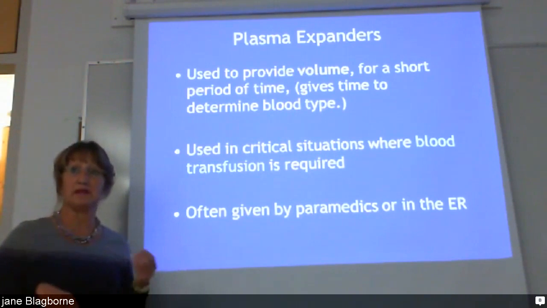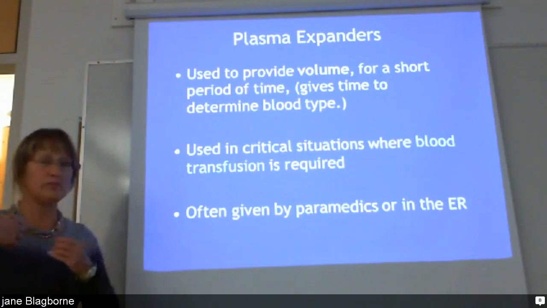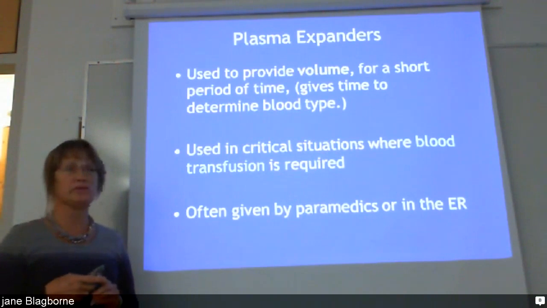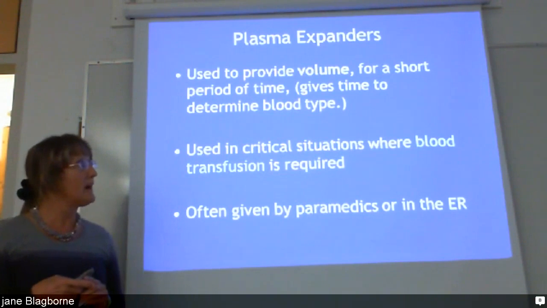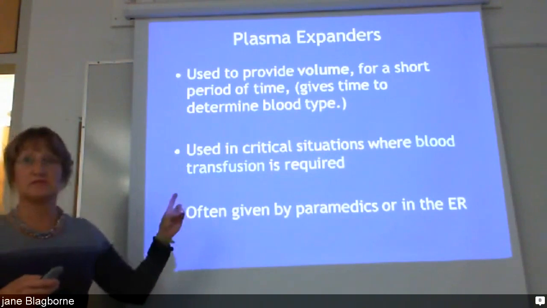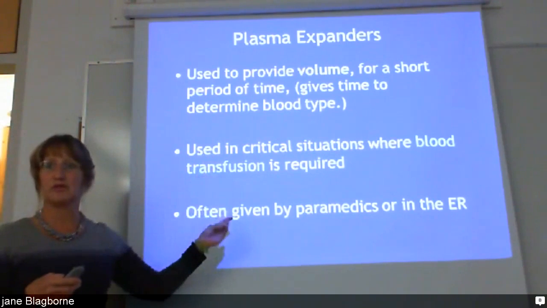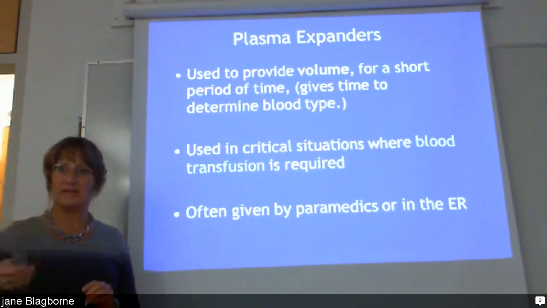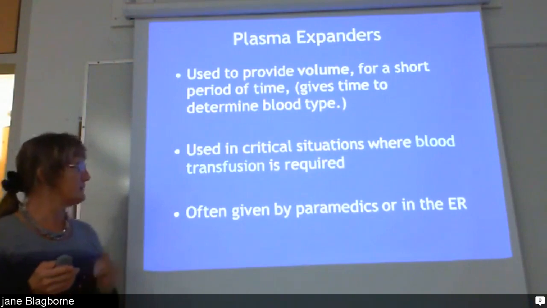So if the person's bleeding heavily, they will be losing a lot of red cells, and you want to replace the red cells with whole blood. But while you're waiting for the laboratory to do all its work, you can give the plasma expanders to help maintain that volume.